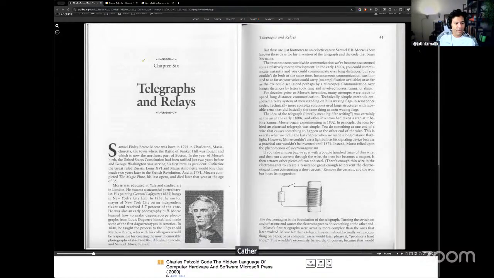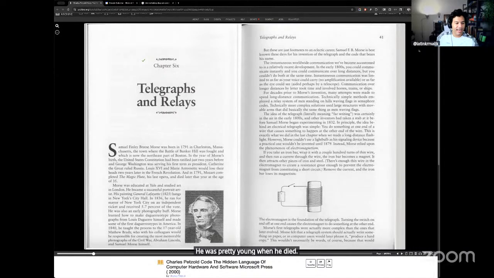Catherine the Great ruled Russia. Louis XVI and Marie Antoinette would lose their heads 2 years later in the French Revolution. And in 1791, Mozart completed The Magic Flute, his last opera, and died later that year at the age of 35. Oh yeah, he was pretty young when he died.